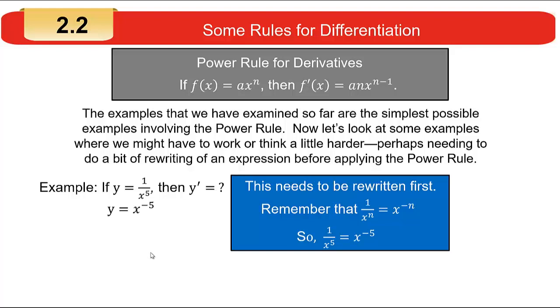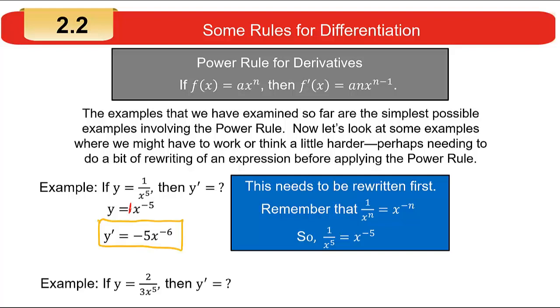Now you can apply the power rule. And remember, there's an understood 1 in front as the coefficient, so that's like 1 times x to the minus 5. So the power rule says you take the minus 5 times the 1, you get minus 5. And then you subtract 1 from the exponent. So minus 5 minus 1 is minus 6. Simple enough. How about this one? If y is equal to 2 over 3x to the fifth, then y prime is what?